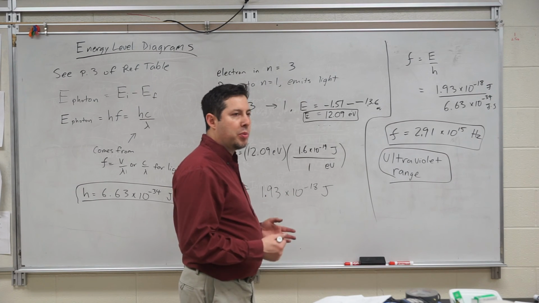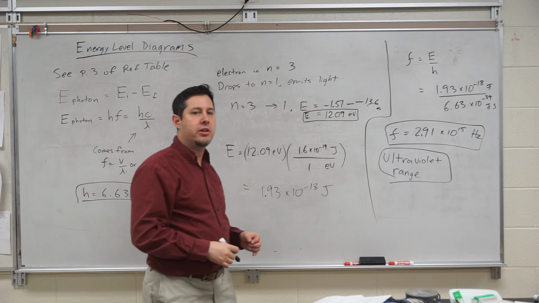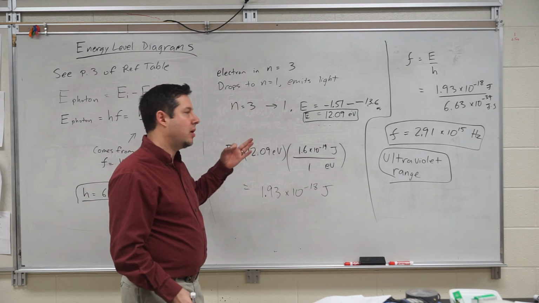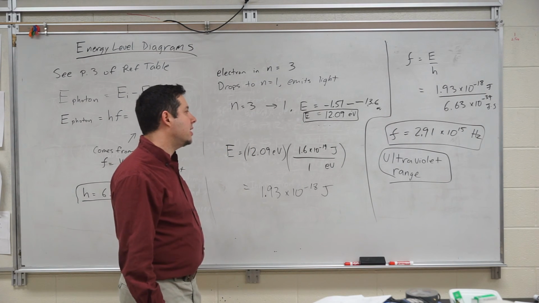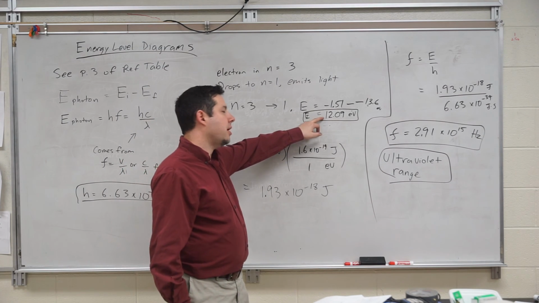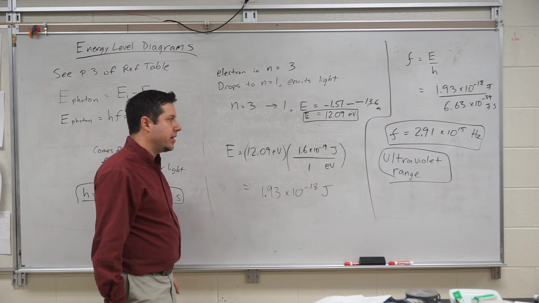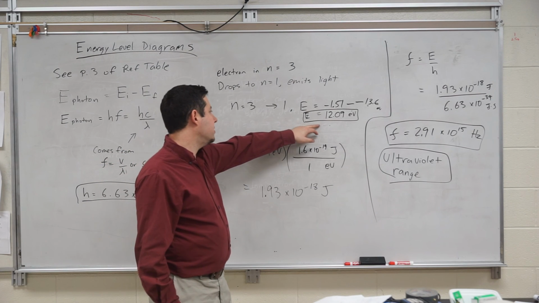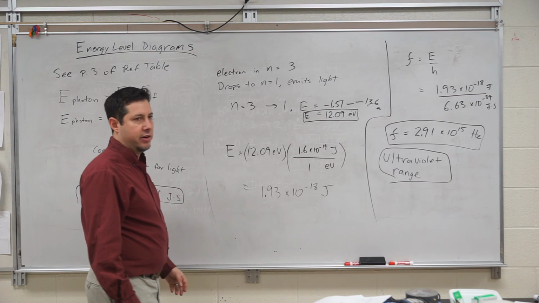You can reverse this whole process, and you can look at how much energy it absorbs if it goes from a low level to a high level. It's the same exact process. The only difference is that your energy is going to become negative because it's absorbing energy. This time the energy is positive because it's emitting energy. It's giving off energy as it drops.